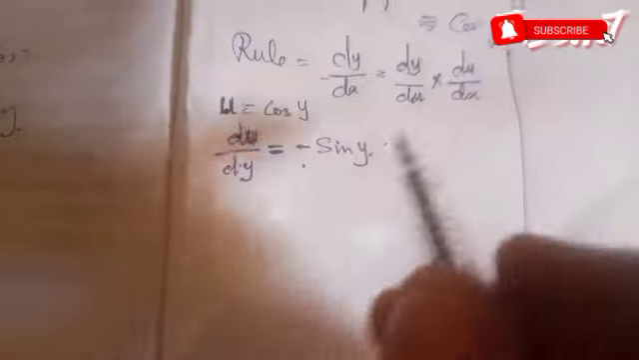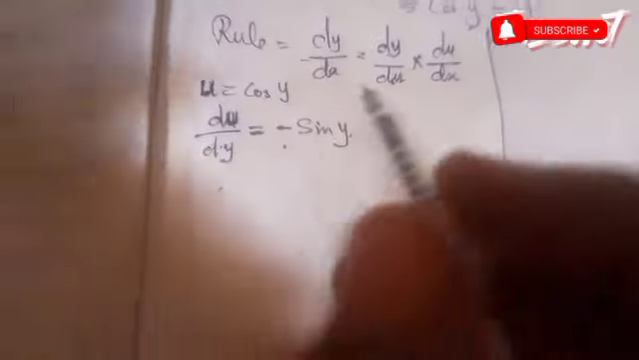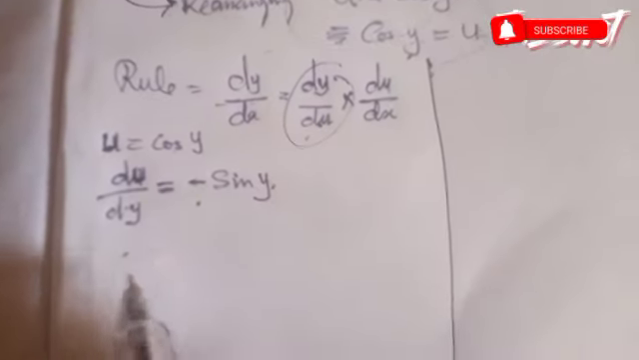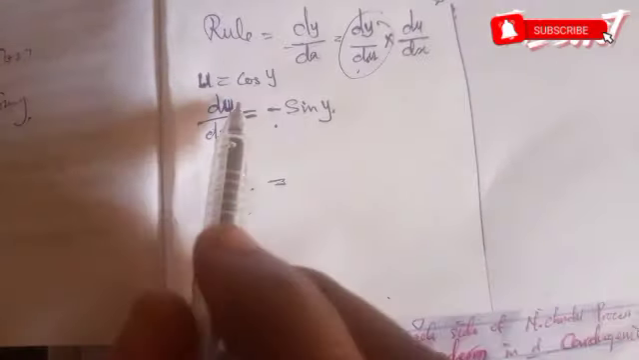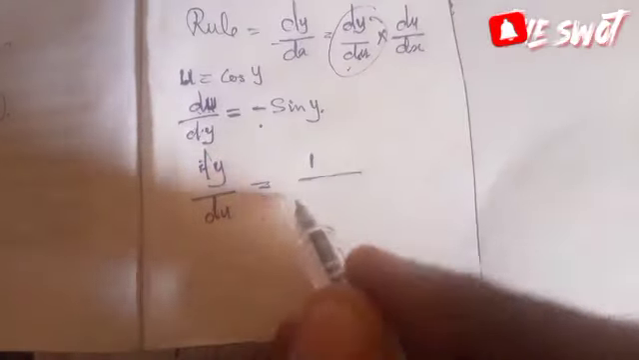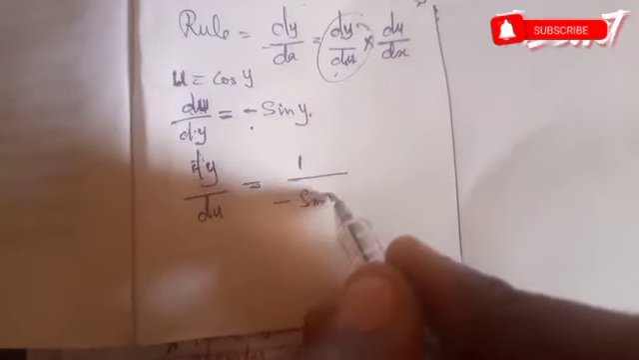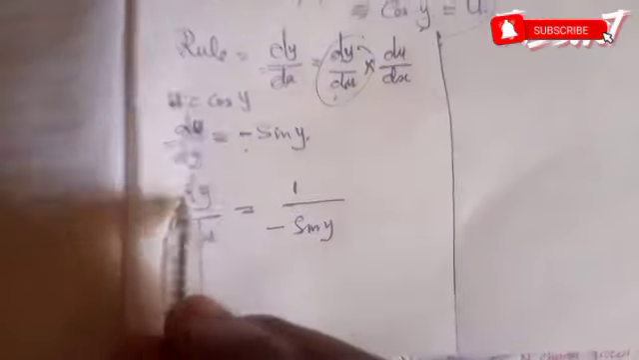What we're actually looking for is dy du. From differentiation, I should know that it will be the inverse. This one was du dy, so the inverse of this will be dy du equals 1 over minus sine y. Do you get that now? So we've gotten dy du.